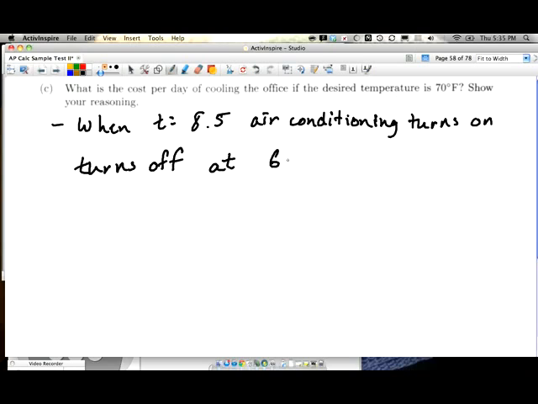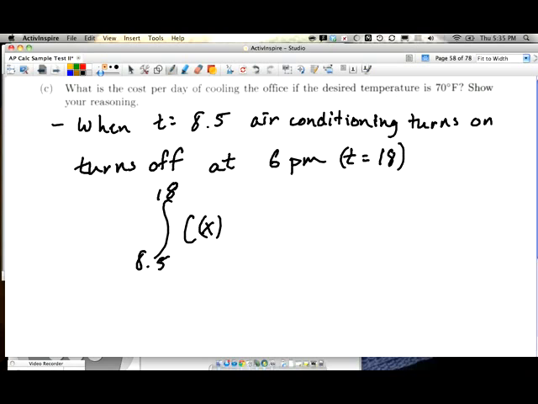at 6 p.m., which is T equals, what time would that be? That's going to be minus 6 hours from 24, so that's 1800 hours. T equals 18. So we're going from 8.5 to 18. Well then, we need to calculate the cost, and the cost is the integral of c of x from 8.5 to 18.